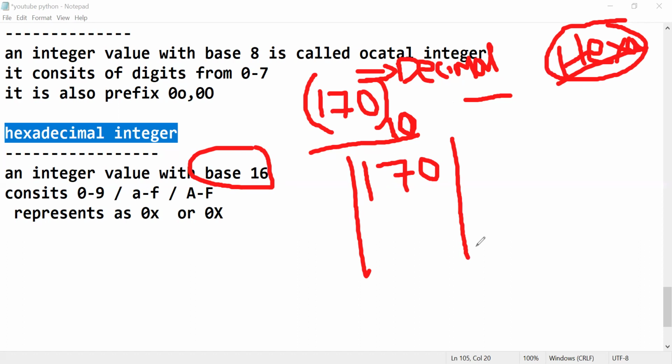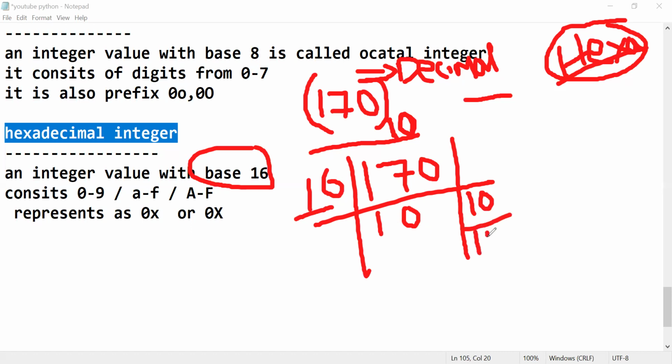We divide 170 by 16. 16 tens are 160, and we get a remainder of 10. And 10 is not divisible by 16, so we take 10 directly as 10.